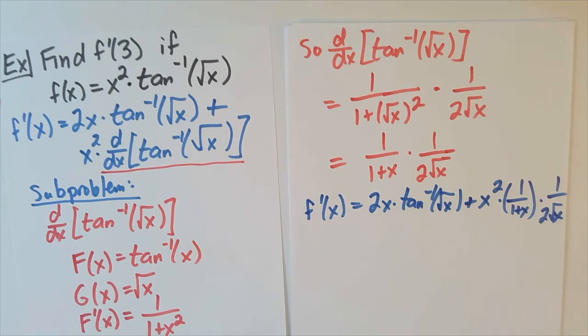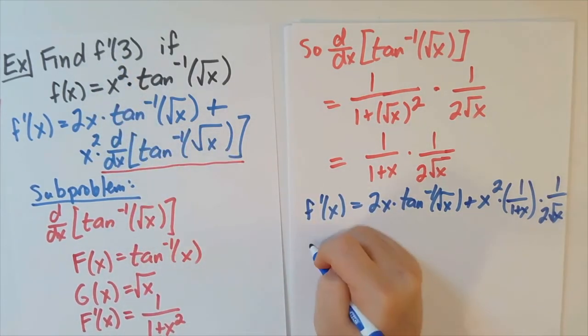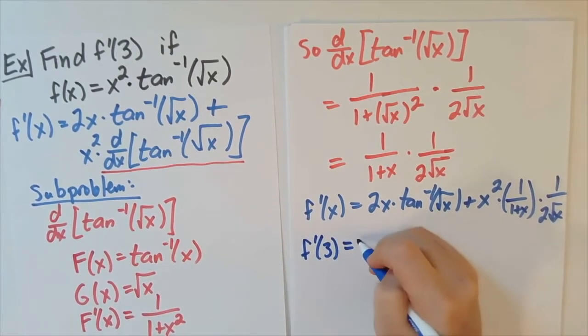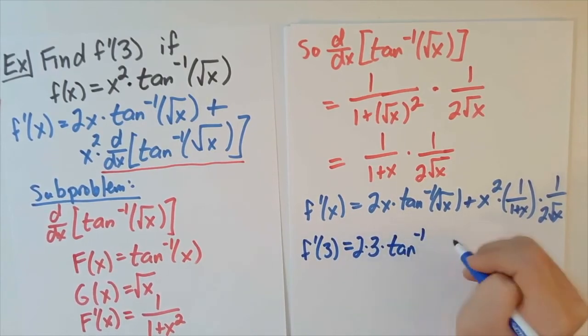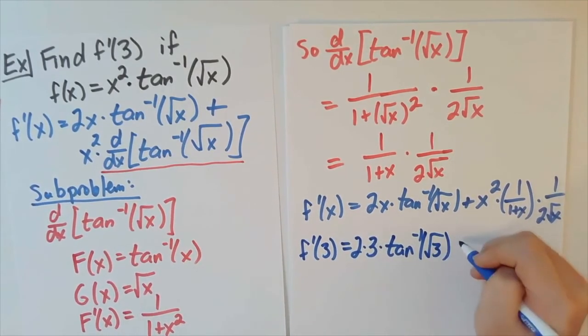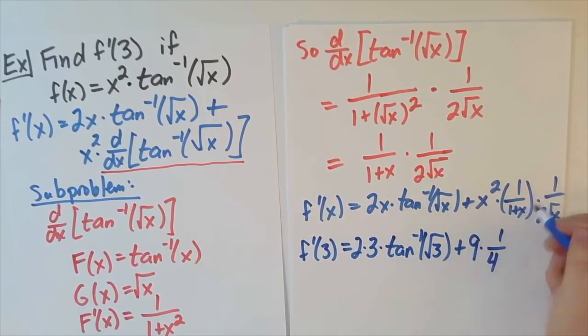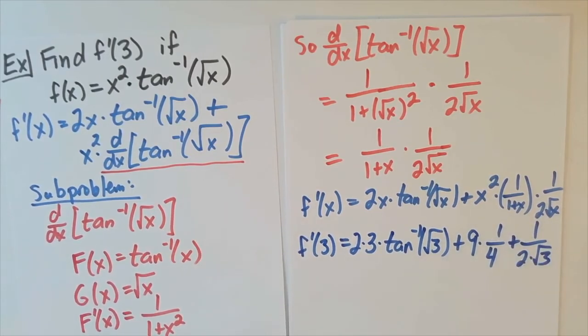And what we were actually asked, though, was to figure out f prime of 3. So I need to plug 3 into all of this. So f prime of 3 is 2 times 3 times the inverse tangent of the square root of 3 plus 9 times 1 over 4 times 1 over 2 times the square root of 3.